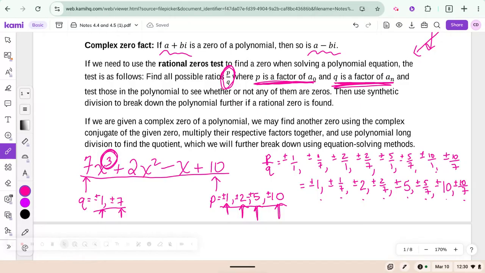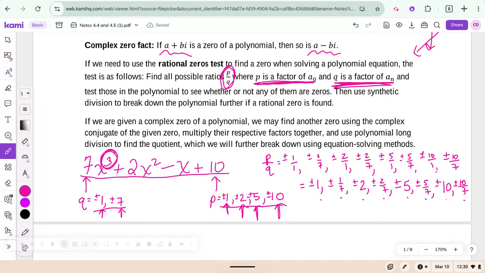And so then you've narrowed it down from an infinite number of possibilities to just 16, so that's something. And then we can test out the ones that work using synthetic division or long division or some other way.